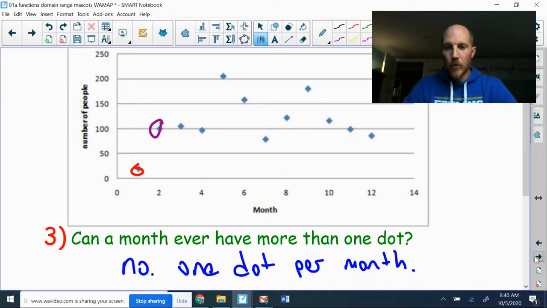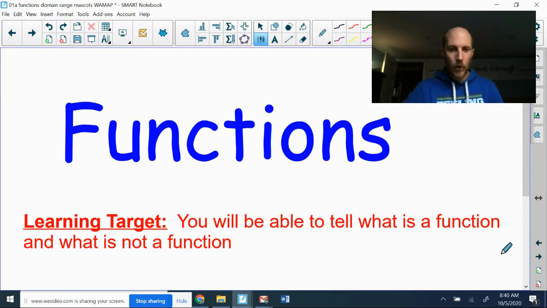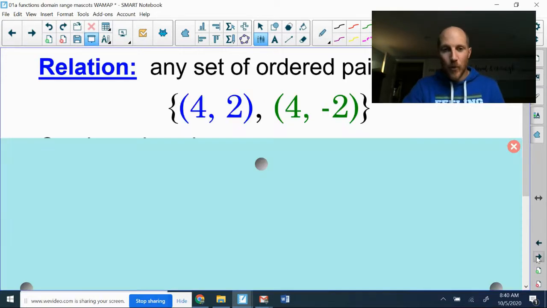Cool. Well, so that brings us to our topic for the day. We're going to learn about functions and our learning target. At the end of this lesson, you will be able to tell what is a function and what is not a function. So we're going to have to get a couple of vocabulary words first. Two vocabulary words. The first one is relation. Relation is an important word in math. It just describes any set of ordered pairs.